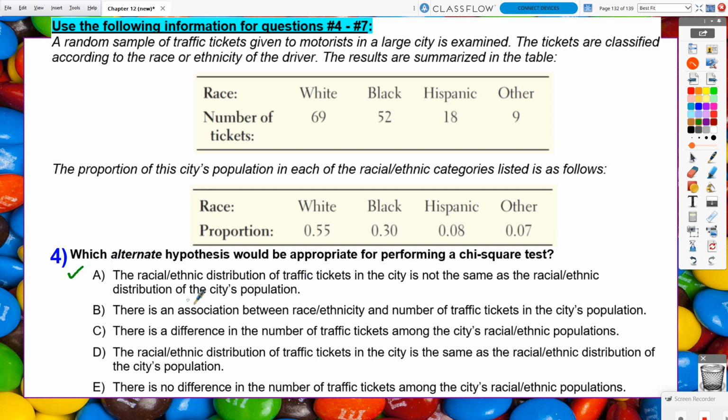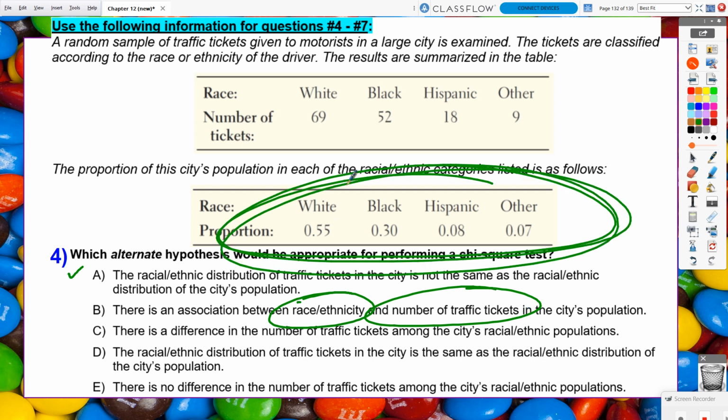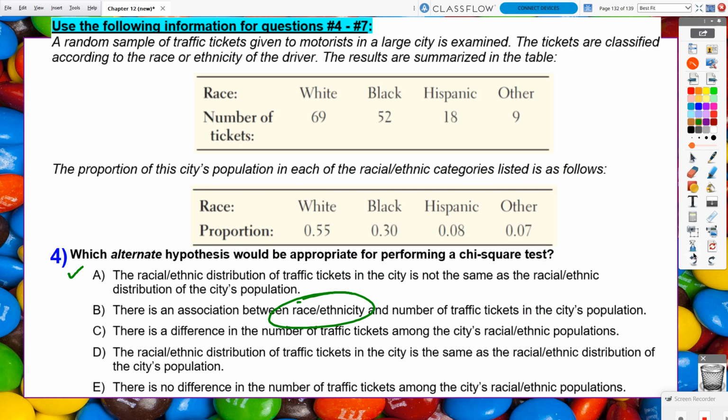So B, there is an association. This isn't a test of independence at all, so we're not going to be using the word association. They just want to know, is there an association between race/ethnicity and the number of traffic tickets? But they're not specifying whether things match up with the population of interest here. They're completely ignoring the fact that we have population proportions here. So it's definitely not B.